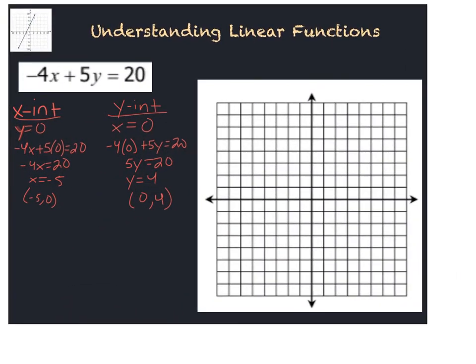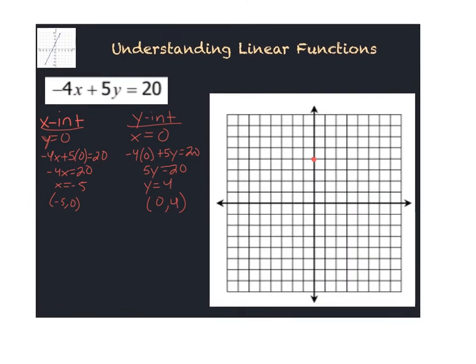So if we graph that, 0, comma 4 is going to be right here, and that's your y-intercept. And then negative 5, 0 is going to be right here, and that's your x-intercept. Okay, now we're just going to assume this is a continuous graph. This isn't a real-world problem. We don't have a situation, so we're just going to assume it's a continuous graph and connect it with a line, and that would be how to graph using intercepts.